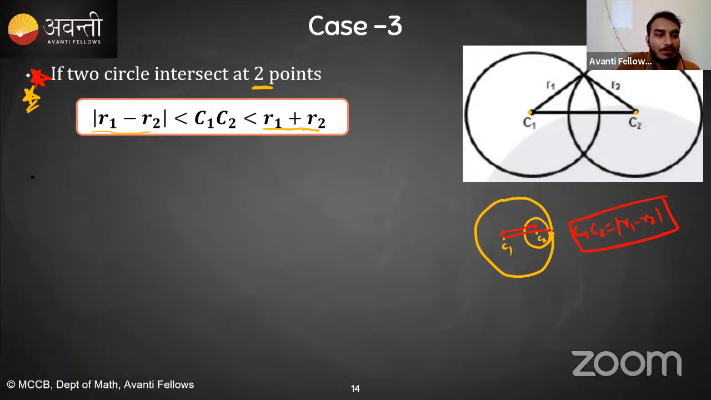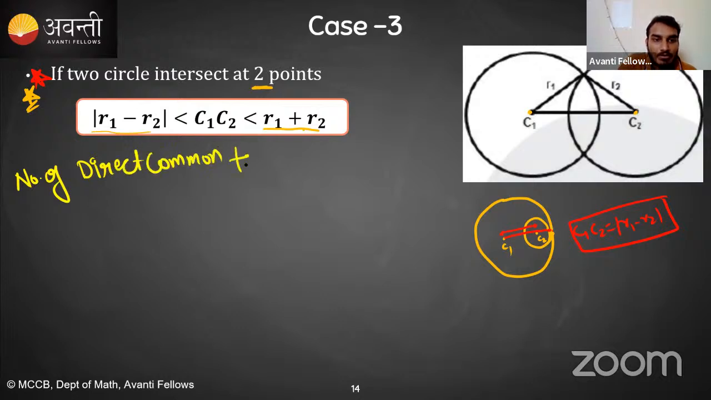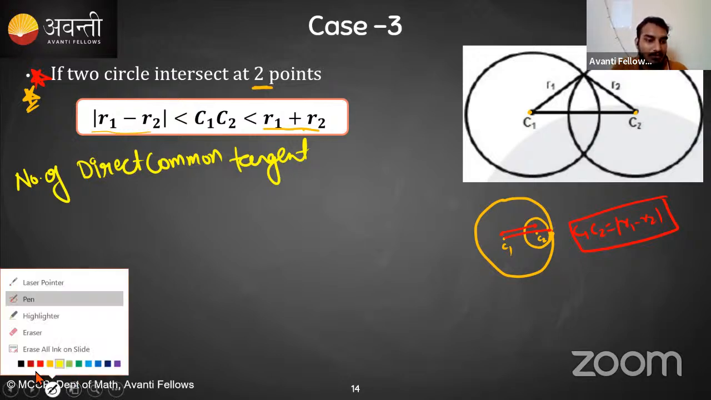Now can anybody tell me the total number of direct common tangents? Anyone? Direct common tangent. How many tangents will there be? Anyone in the chat? Students, how many direct common tangents are possible if two circles are intersecting? Can anybody tell me in the chat box? Yes, I am waiting.